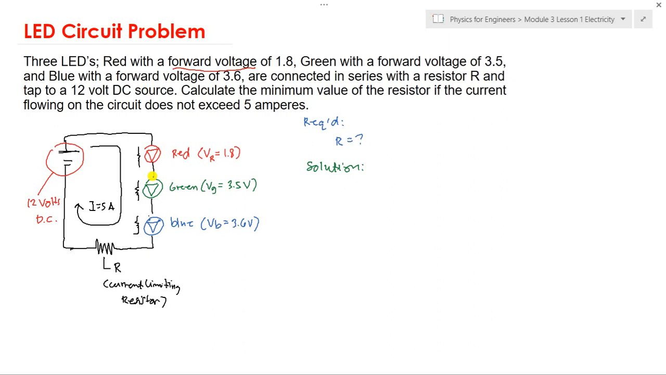In order to solve for R here, what we need to do is, of course, use Ohm's law. R is equal to V across the resistor over the current passing through it. But we all know, okay, this is Ohm's law.